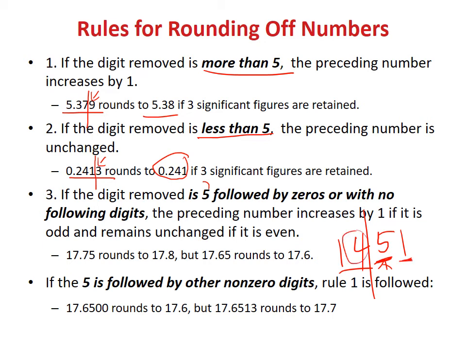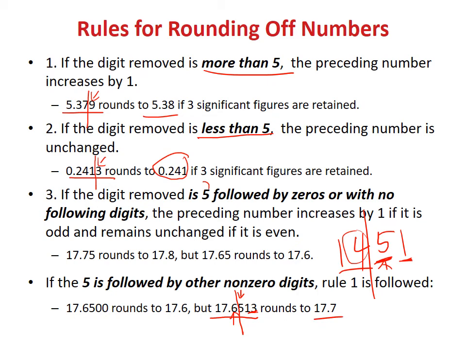For example, here is a number, and you want to round off to 3 significant figures. So that's the one you want to go to, and the one you want to remove is 5. But you have 1, 3 after 5. And therefore, the digit preceding the 5 should add 1, and the answer is 17.7.